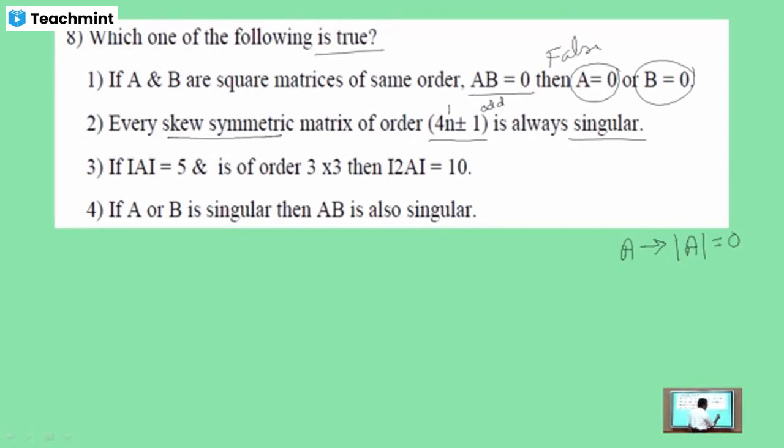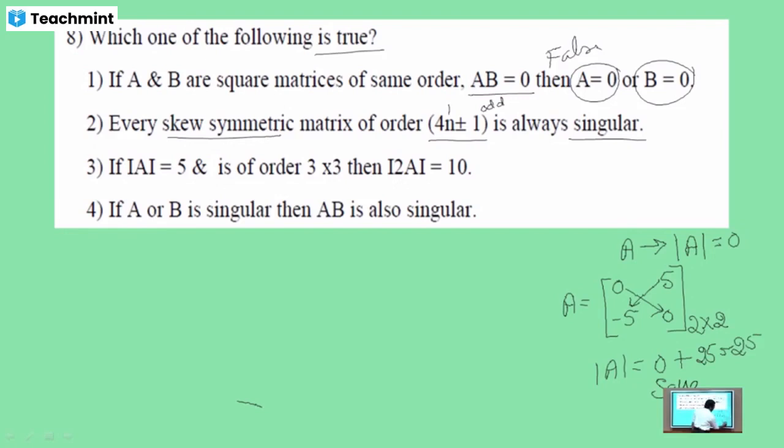Why? If we take a skew symmetric matrix of even order, for example 0 5 minus 5 0, it is a skew symmetric matrix of order 2 cross 2. 2 is even, therefore it is an even order matrix. What is the determinant value of this A? Determinant value of A is equal to 0 into 0 minus 5 into minus 5, which is minus 25, minus of minus 25 is plus 25, equal to 25, which is nothing but a square number.